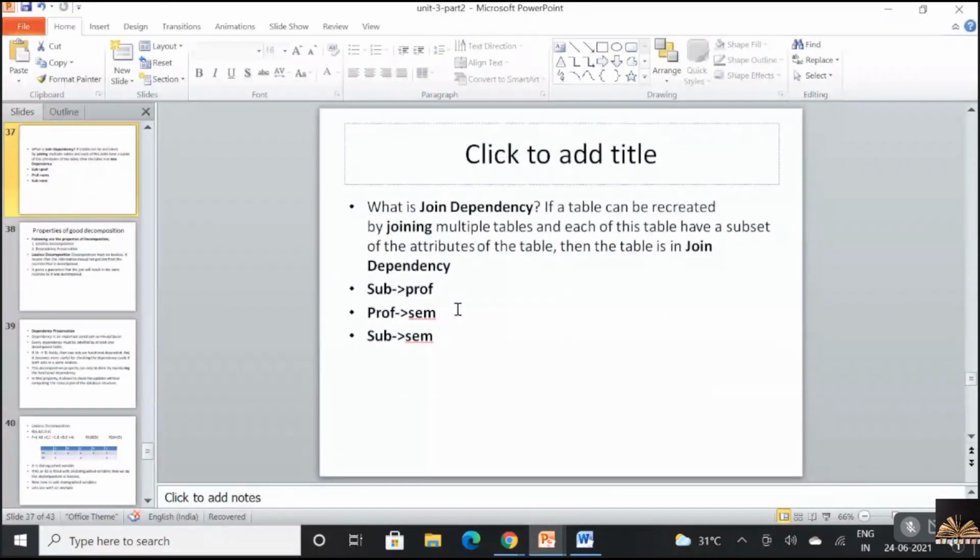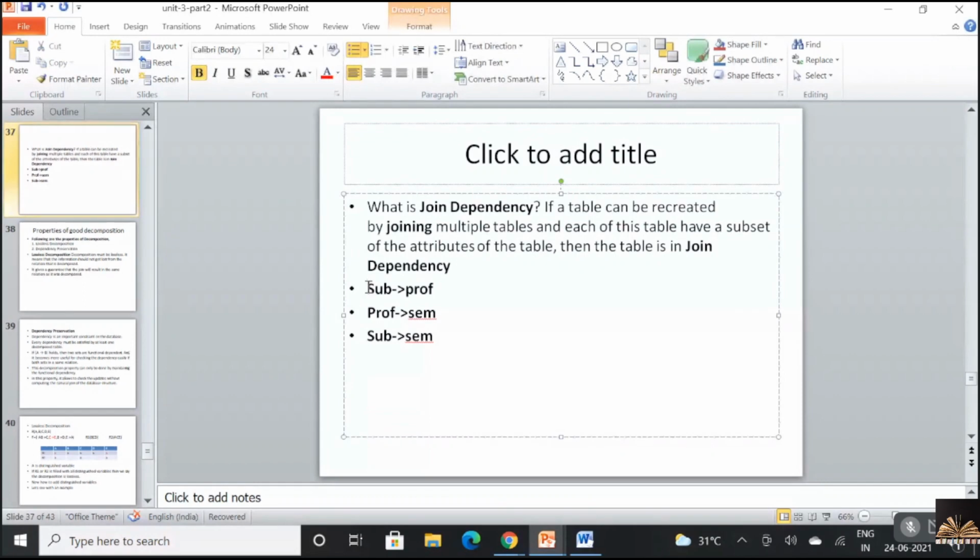See, what were the 3 tables? Subject, professor, professor semester, and subject semester. So based on the common item, you have to combine the join, ma. You have to combine both the tables based on the common item. So what I did with subject, professor, professor semester, I combined with professor. I've just written what I did: subject, professor, and semester.